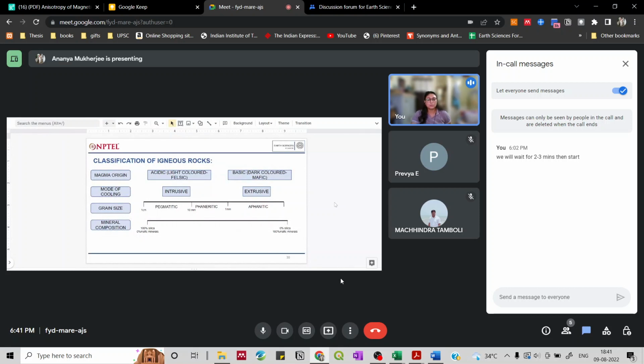So now we come to the classification of igneous rocks. Classification can happen based on the magma origin, the mode of cooling, the grain size and the mineral composition. For magma origin, there are two types of magma: one is acidic and one is basic. The acidic has more silica and it is more viscous, so it usually accumulates in one place.